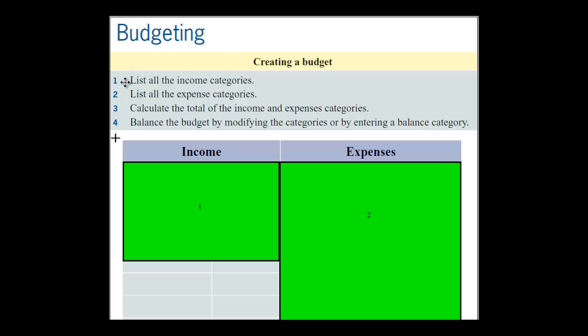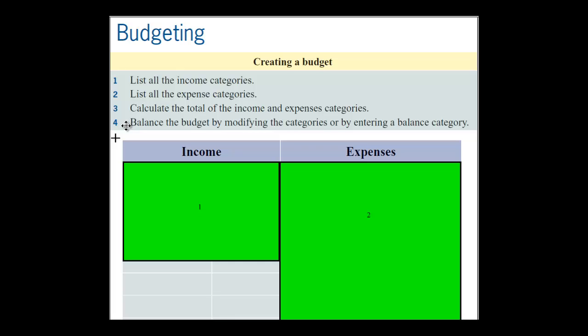To create a budget, you need to find out where all your money coming into the house or to the individual and list all those incomes. Step 2 is you need to list all the expenses or where the money is going. Step 3, get the total of both of those, and step 4 is you need to balance it out. So that's the most important thing about a budget, is that it actually balances.